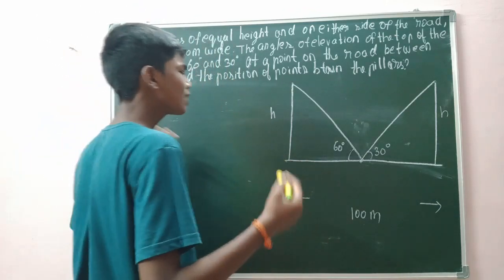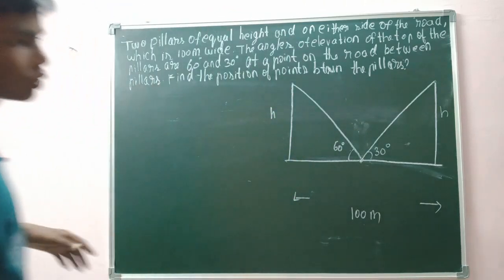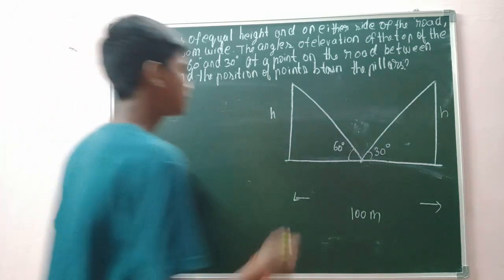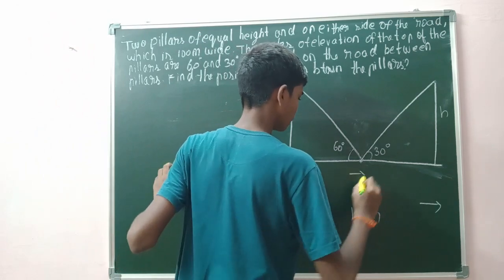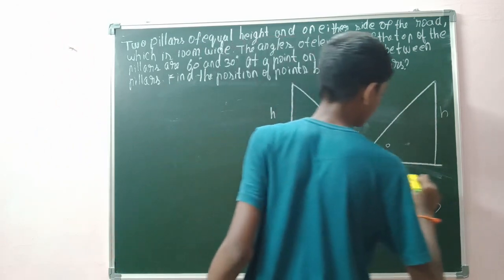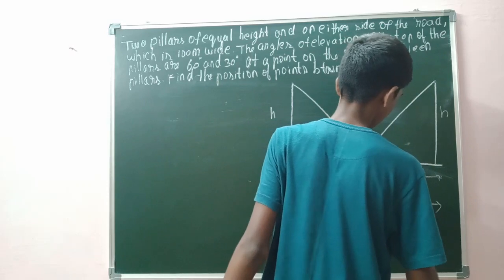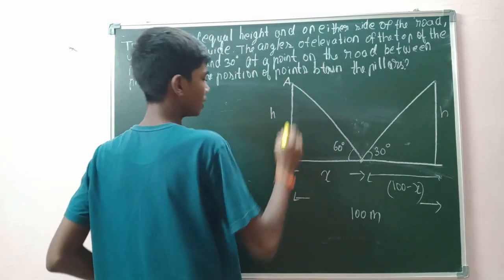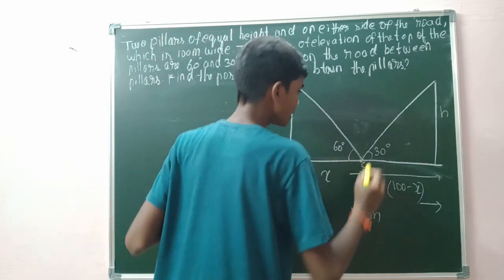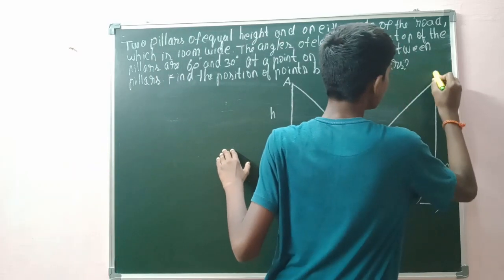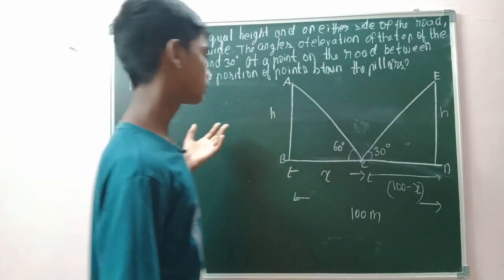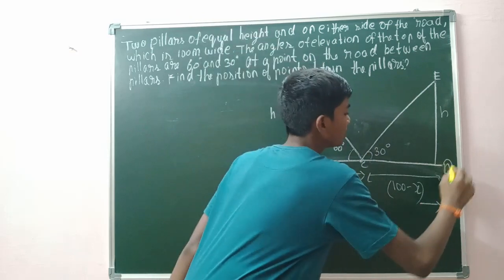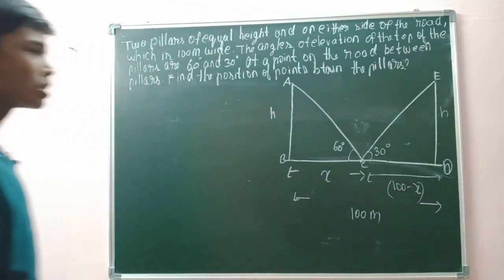So if the total length is 100 meter, let me take some distance as x. So let this distance be x. If this is x, then of course this is 100 minus x. And guys, I forgot to name the triangle, so let me name it. So let this be A, let this be B, let this be C, let this be D, let this be E. Just naming as I wish, okay? It's your wish. In order to understand it very well, I am doing it like this. This is D, people. So this is what is given in the question.